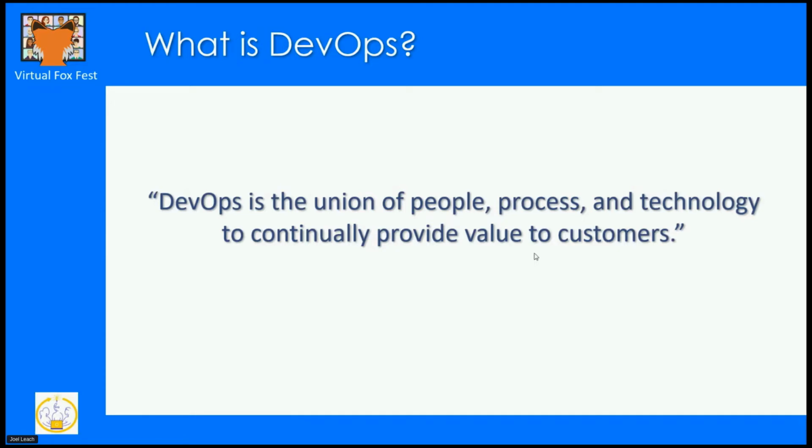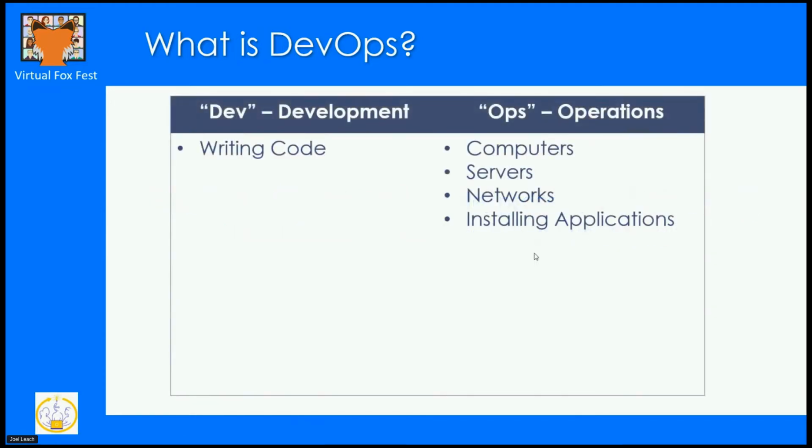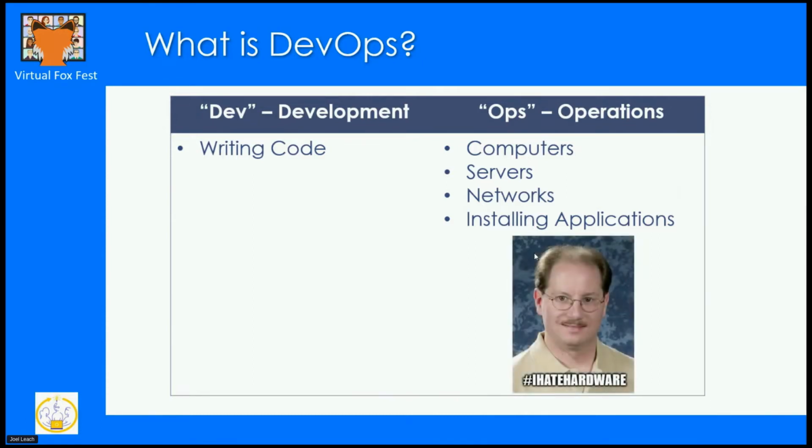So let's start from just the very basic. The dev in DevOps refers to development, writing code, the stuff that you and I do every day. Ops refers to operations, IT stuff, setting up and maintaining computers, desktop computers or laptops, configuring servers, running networks. Basically everything that Rick Schumer hates, right? But it also includes installing applications, which is an important point when you're talking about DevOps.